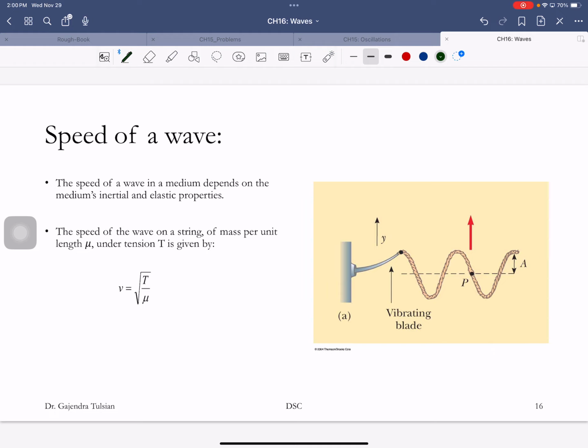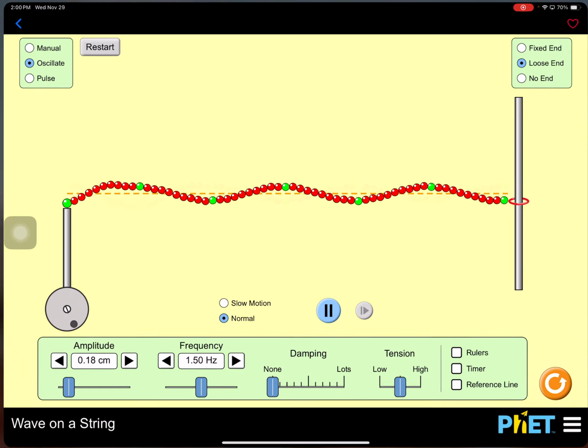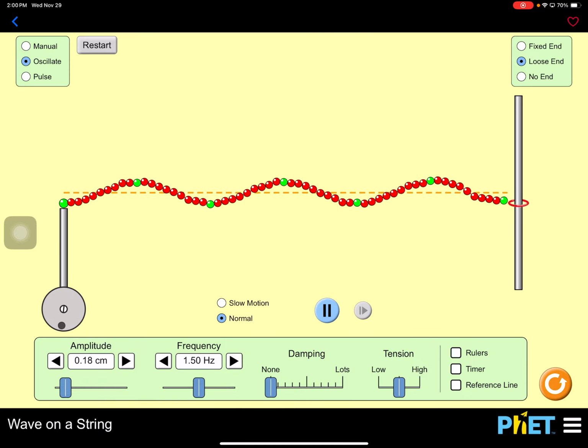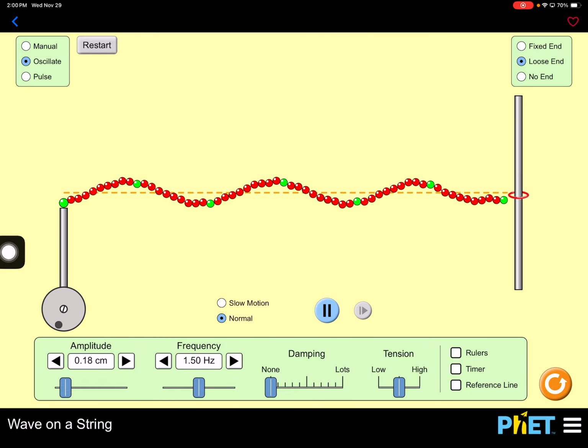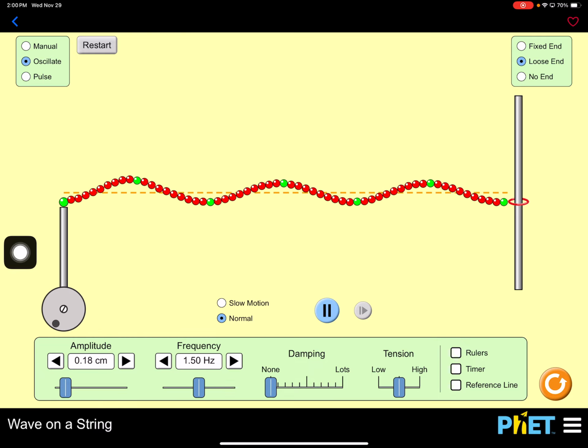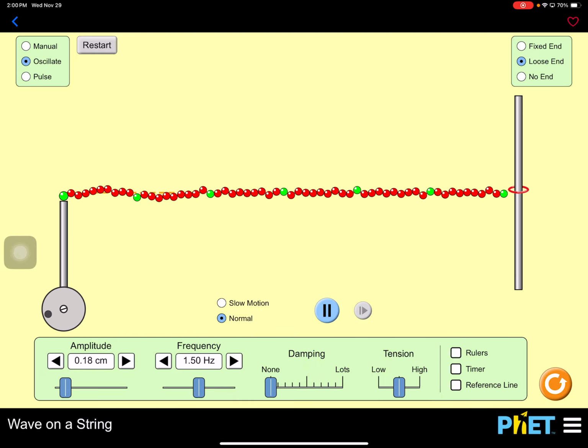All right, so here's a wave traveling on the string, okay? Now watch this. What I'll do is, okay, you guys have all used ropes and you've sent waves down a rope, okay?